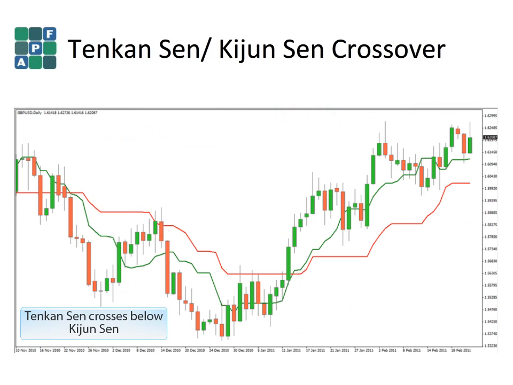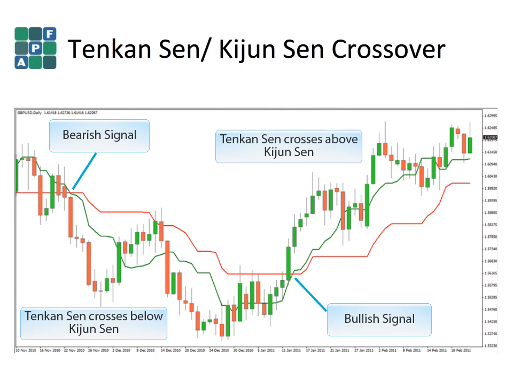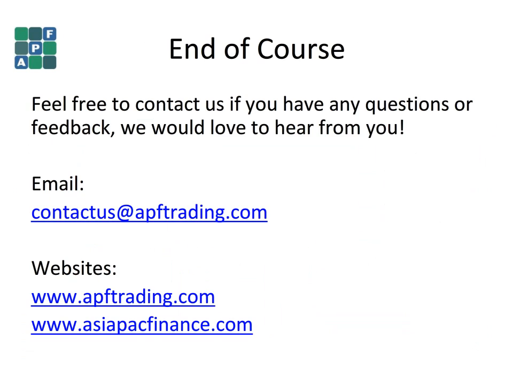Take a look at this chart. To the left we see Tenkan Sen crossing below Kijun Sen, generating a bearish signal. While on the right, Tenkan Sen crosses above Kijun Sen, generating a bullish signal. Also, note the flat portions of the Kijun, where we see the rubber band effect in play again, with prices retracing back to their equilibrium. That's all for the Tenkan Sen and Kijun Sen.